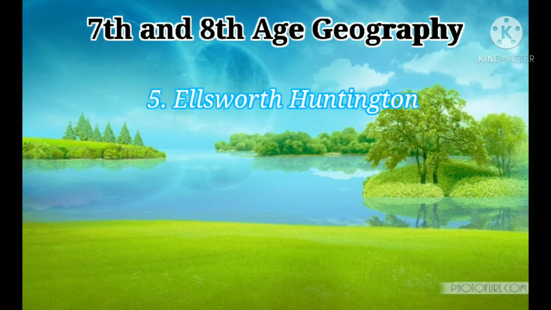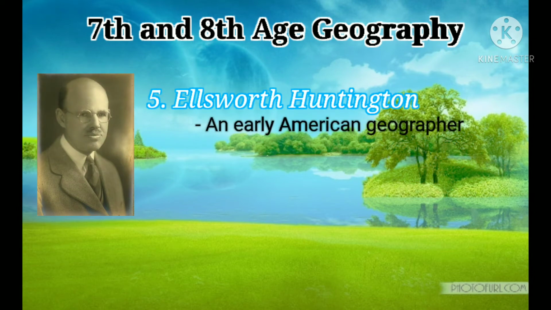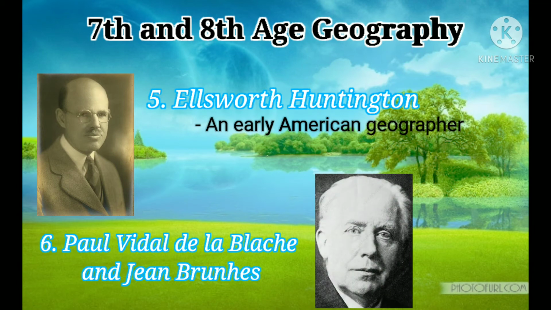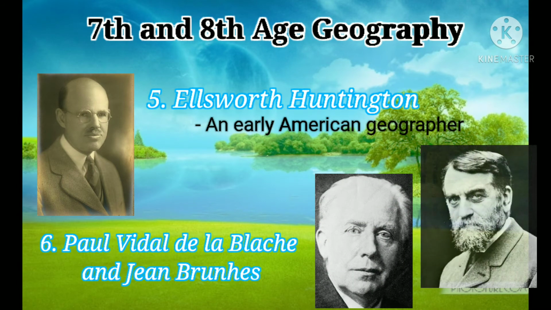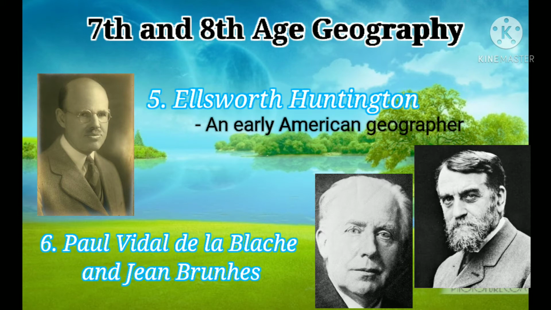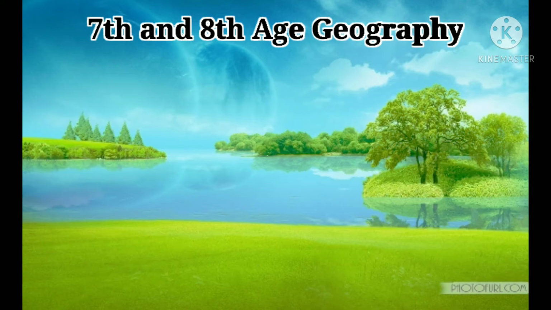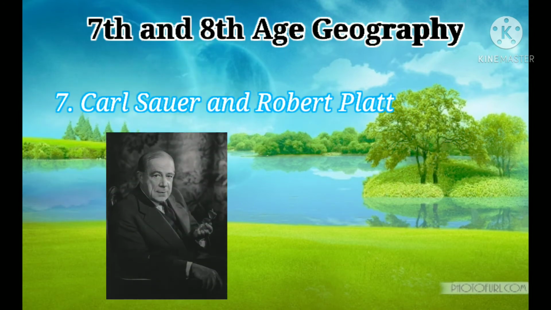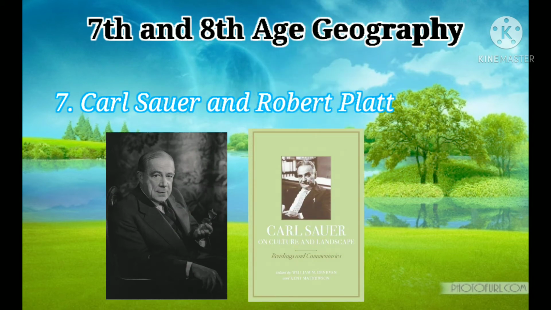Number 5 is Ellsworth Huntington, an early American geographer. He argued that the climate was a major determinant of civilization. Number 6 is Paul Vidal de la Blache and Brunhes. They developed what is known as the regional geography approach, sometimes called cultural landscape. Number 7 is Carl Sauer and Robert Platt. They developed the regional geography approach developed by Blache and Brunhes.